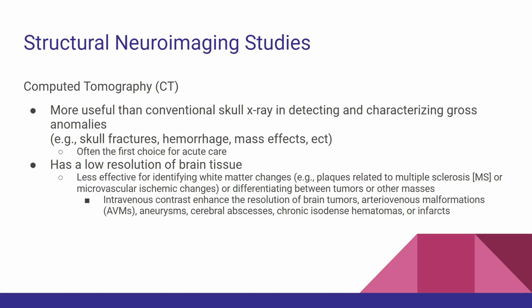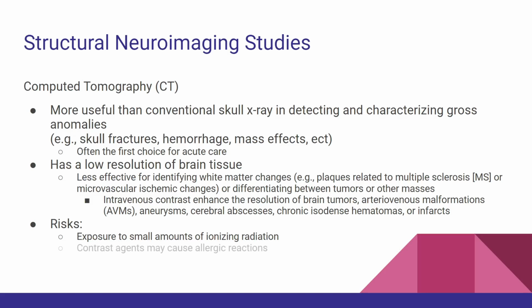This can be enhanced by introducing what's called an intravenous contrast agent, and that can improve the resolution when it comes to things like brain tumors, arteriovenous malformations or AVMs, aneurysms, cerebral abscesses, chronic isodense hematomas, or even infarcts. There are some risks related to computed tomography. Because it uses X-rays, you're exposed to a small amount of ionizing radiation, and some individuals may experience allergic reactions to the contrast agents.